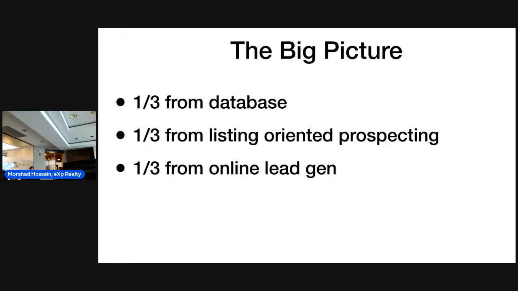Okay, so now we get to the exciting part. What is the big picture here? The way your business should look is one third of your business should be coming from your database, one third of your business from listing-oriented prospecting, where you're going out and soliciting business, specifically for listings, right? And one third of your business should be from online lead generation.